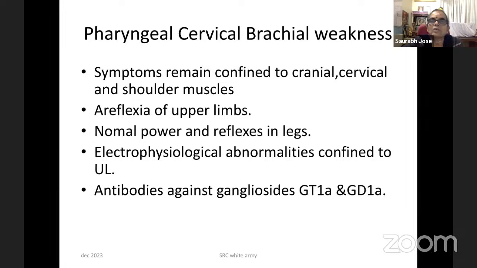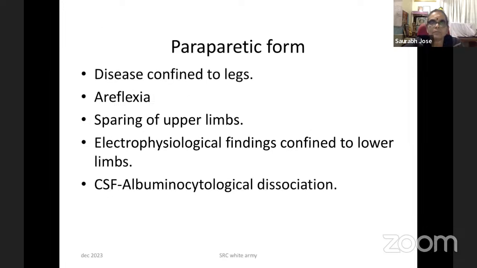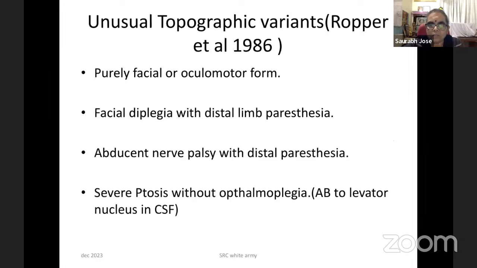Then pharyngocervicobrachial weakness: symptoms remain confined to the cranial nerves, the upper limbs and the shoulders. Areflexia at the upper limbs, with normal power and reflexes in the legs. Electrophysiological abnormalities are seen in the upper limb, and there are antibodies to GT1a and GD1a gangliosides. Paraparetic forms are confined to the lower limb. Unlike the upper limb form, this is confined to the lower limb. Areflexia spares the upper limb. Electrophysiological changes are confined to the lower limbs, with albuminocytological dissociation.